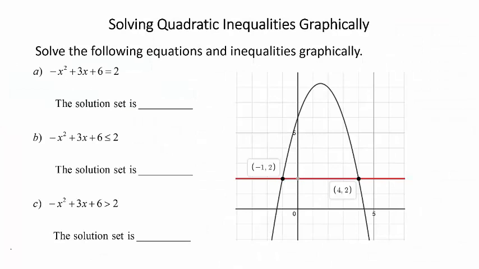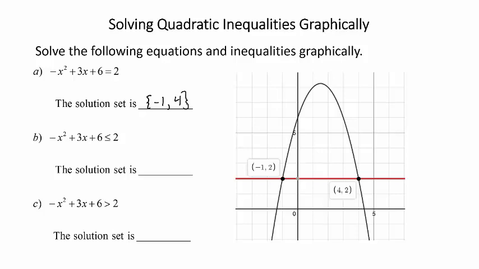All right, so knowing that negative x squared plus 3x plus 6 is equal to 2 at both x equal negative 1 and x equal 4, then we know that the solution set is negative 1 and 4. Because those are the x values that make our equality true. A true statement. It's where they are equal.